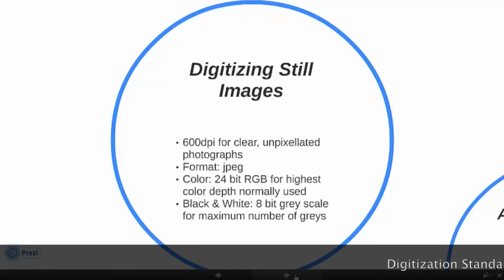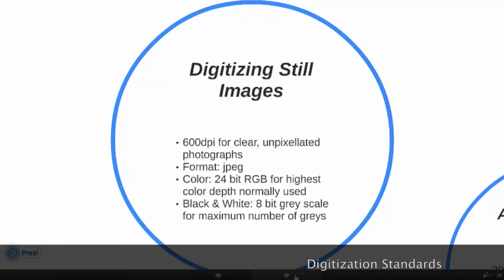The first thing we're going to look at are the standards for digitizing still images. When scanning in images, 600 dpi, or dots per inch, were used. 600 allows for clear, unpixelated photos. The format chosen was JPEG because the images appear clear and visible.